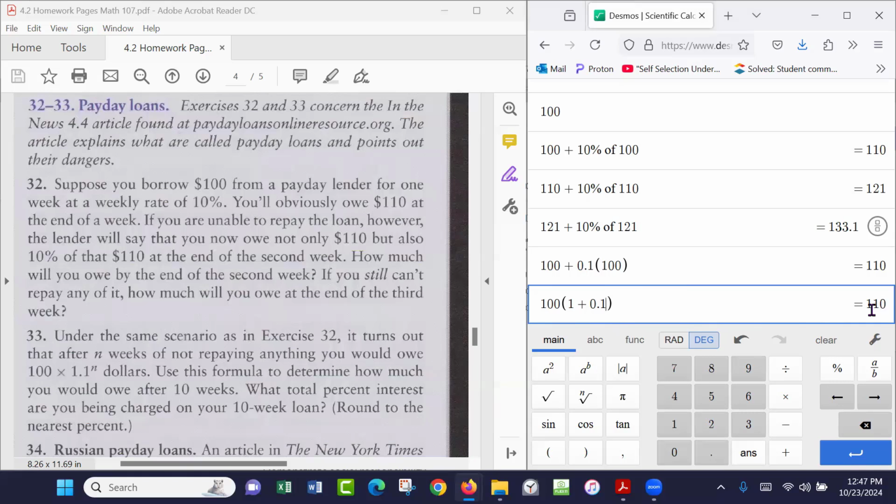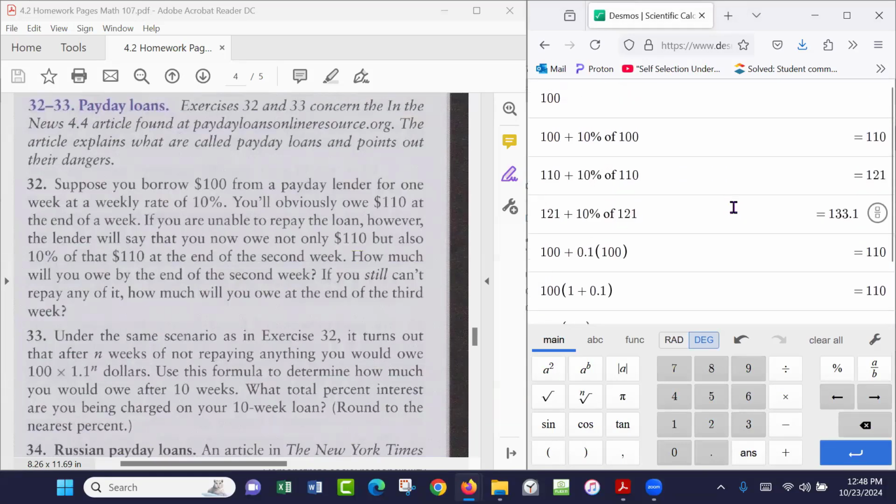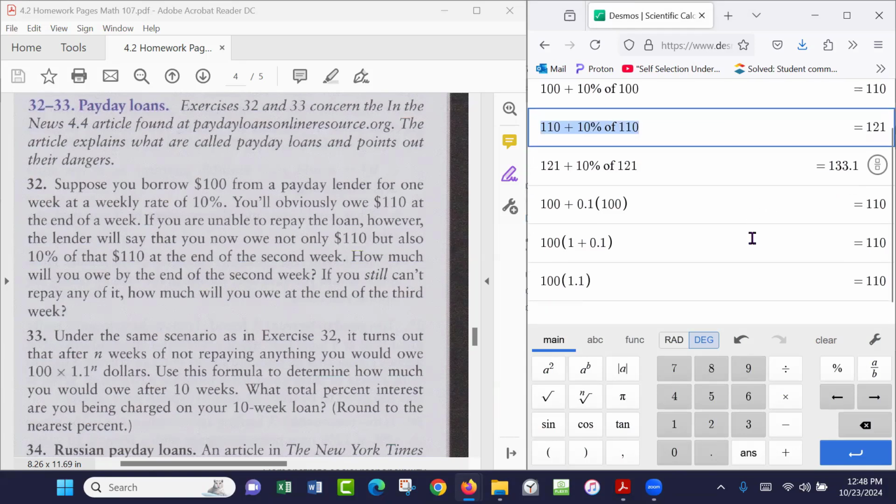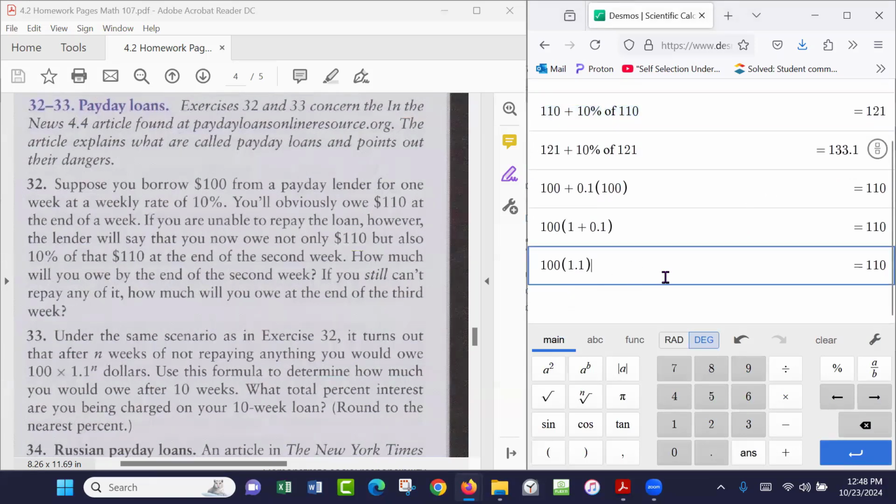So that's even handier. Look at that, because that's 100 times 1.1, right? And so that's back to our compound interest formula, right? Now, that gives us our 110. And now instead of doing this line where we go 110 plus 10% of 110 to get 121, we can just multiply the 110 by 1.1, which is 1 plus 10%. So there's our 121 like that.